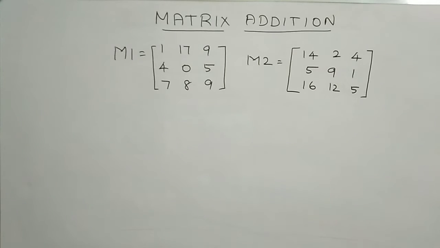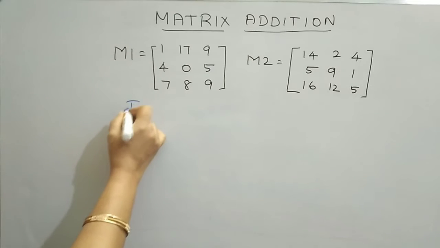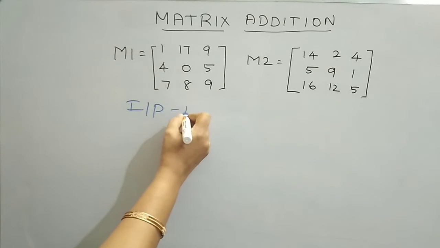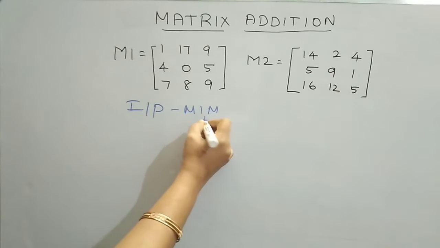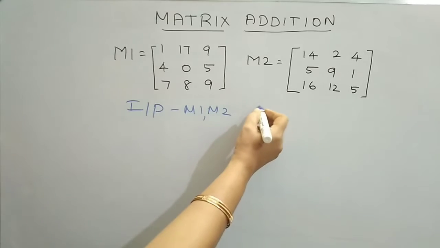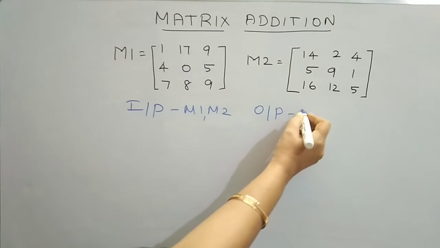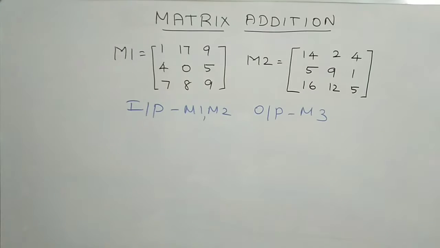In this video, I will explain how to write a C program for implementing matrix addition. We have given two matrices M1 and M2. My input matrices will be both M1 and M2. My output matrix is M3.